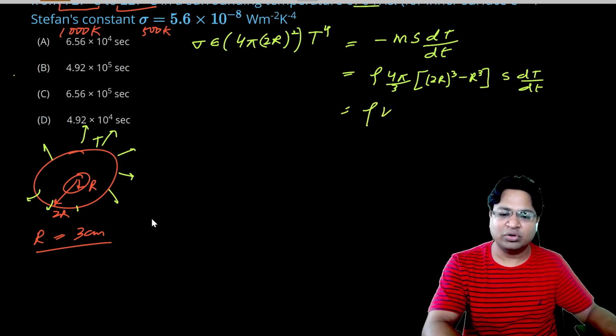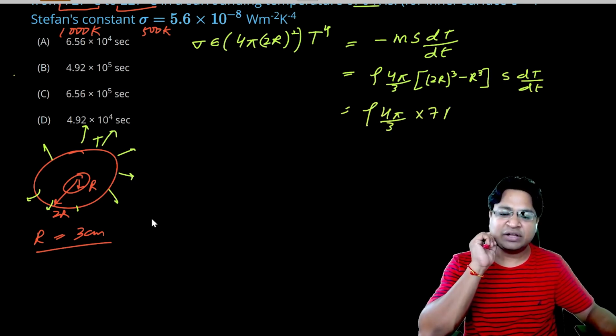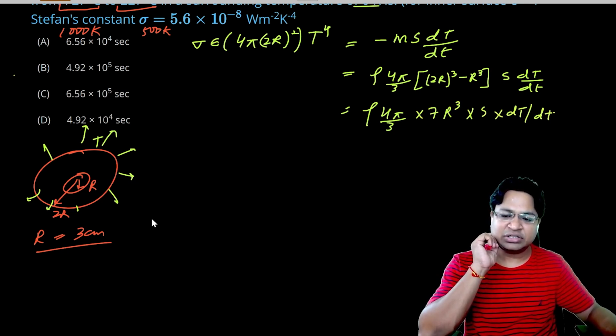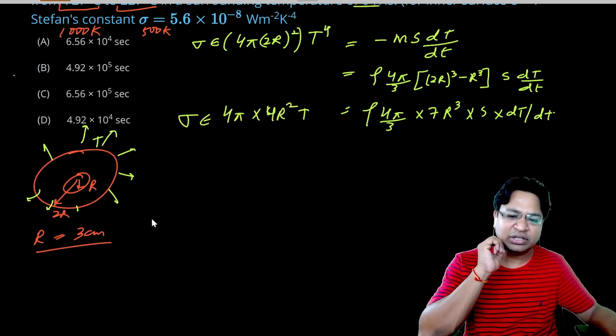So this will become rho into 4 pi by 3 and then 8 minus 1, that is 7. So 7 into r cube into s into dT by dt. Okay, this is what we are getting. On this side, we have sigma epsilon 4 pi and then 4 r square T raised to power 4.